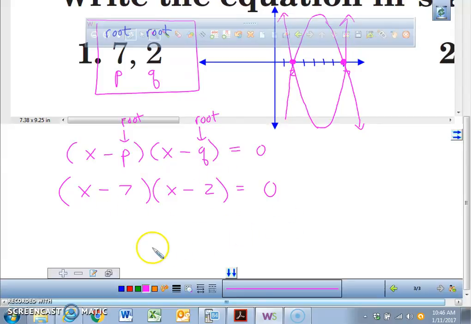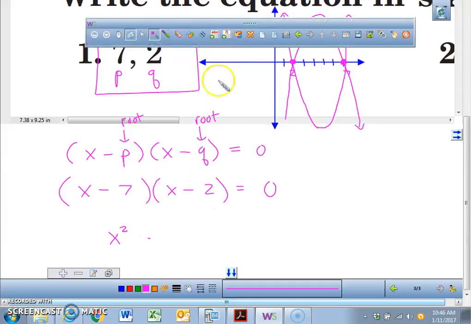But you know what we can do? We can multiply these together really fast. We're going to have an x squared. What's the sum of negative 7 and negative 2? Sum. 5. Nope. Negative 5. Nope. Negative 9. By the way, that's right. If you spend $7 and you spend $2 more, you're $9 in debt. Yep. So put minus 9x.